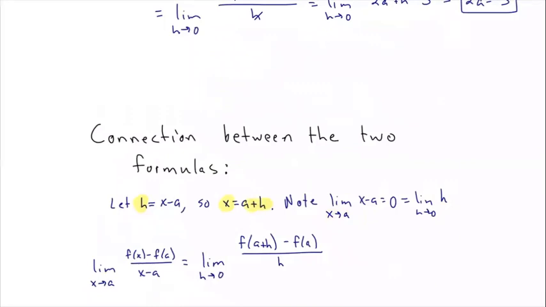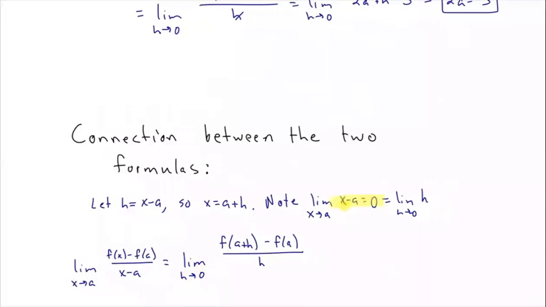So that tells me exactly how to change my original formula to the new formula. So here's our original formula. Limit as X approaches A is now swapped out by limit as H goes to 0, because those two limits are equal to each other, provided I make all my other substitutions.